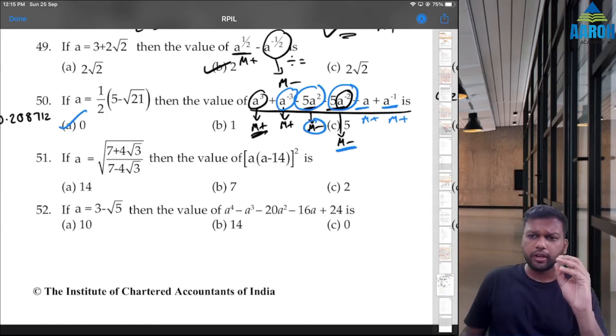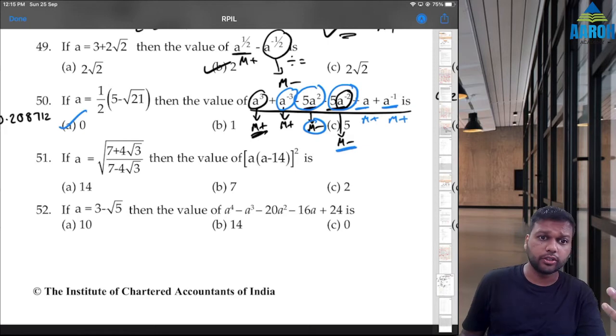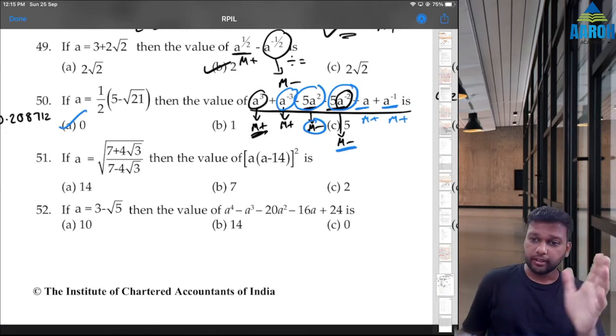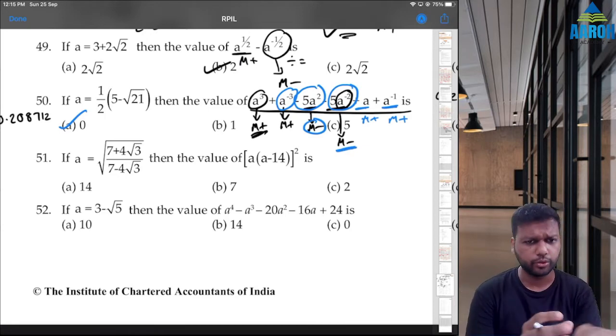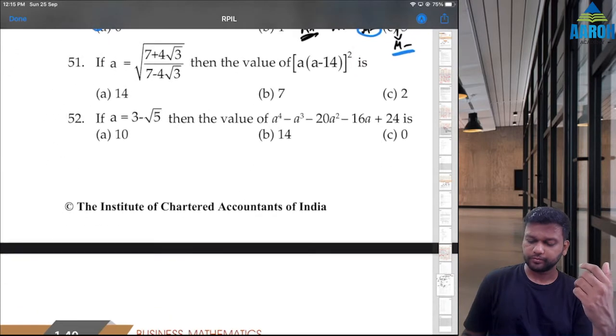Okay. If you are not that confident with calculator shortcuts or these tricks, raised to power, square root, then I have uploaded full lectures and revision lectures on the channel for free, so you can go through them. That will definitely help you.